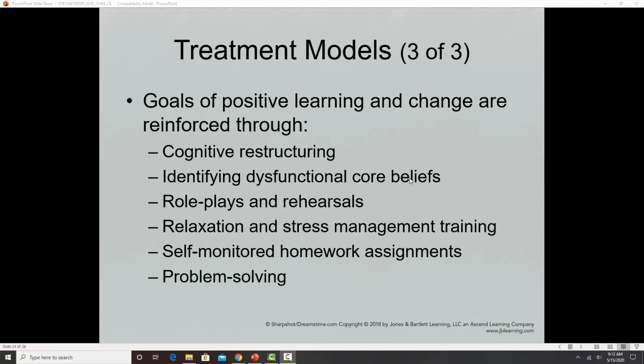Goals of positive learning and change are reinforced through cognitive restructuring, identifying dysfunctional core beliefs, role-playing, rehearsal, relaxation, stress management. These are some of the things that we want to replace any bad behaviors with. Self-monitored homework assignments, problem solving, also things like meditation, relaxation, exercise, kind of healthy ways to deal with stress instead of unhealthy ways that are going to end up causing somebody more stress and kind of keep that trauma there for a longer period of time.